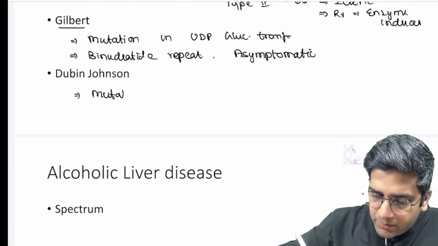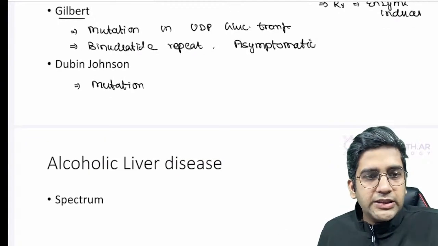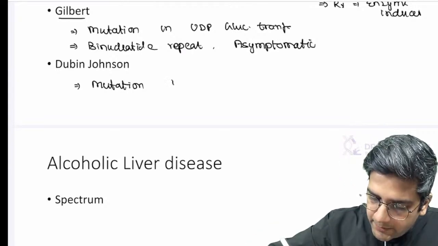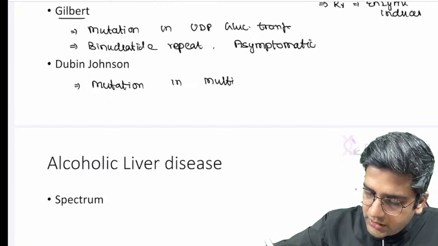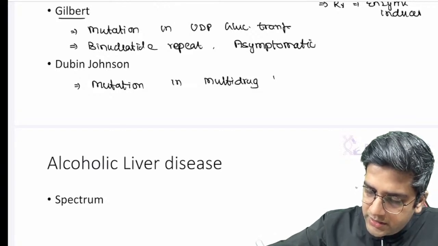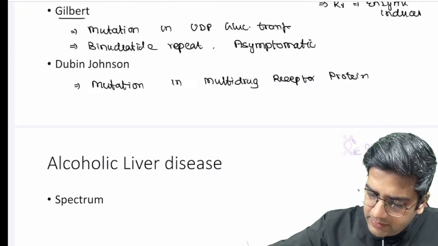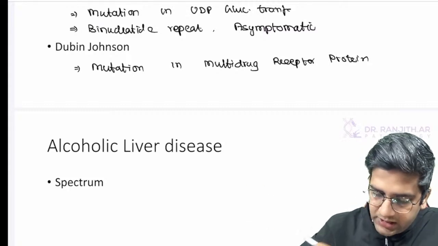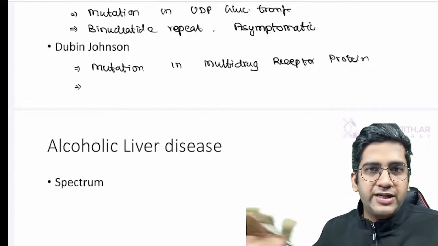So here I have a mutation in a protein called multi-drug receptor protein 1, right? So it's going to be a mutation in your multi-drug receptor protein. Because of this multi-drug receptor protein, there's a problem in the exit, right? These multi-drug receptor proteins are going to be mutated. Okay, MDRP2 is an abbreviation for the multi-drug receptor protein.